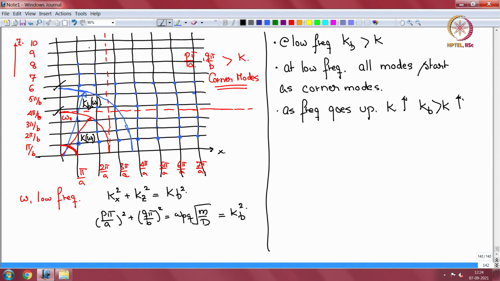What is this region? This height is k. This region is where k is greater than q pi by b, which is kz, which means lambda is less than lambda z. What modes are those? Those are the z edge modes.